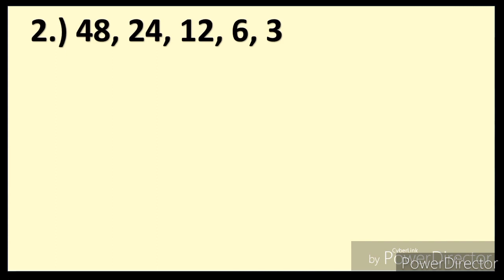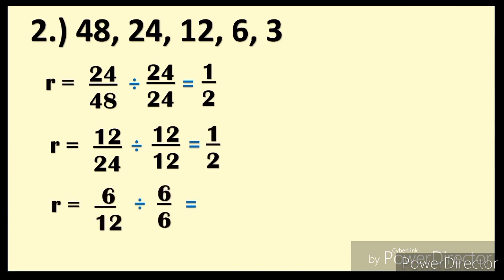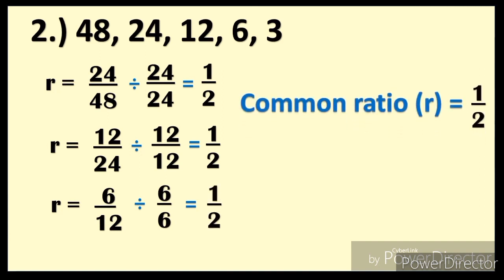Okay, now let's have number 2: 48, 24, 12, 6, 3. To find the ratio, we divide the second number by the first number. 24 divided by 48. We cannot divide evenly, so we simplify by dividing both numerator and denominator by 24. So it is equal to 1 over 2. Let's try another one: 12 over 24. Again, we simplify by dividing both numerator and denominator by 12. So the answer is 1 over 2. Then 6 over 12, divide both by 6, so we have 1/2. The same with 3 over 6, equals 1/2. So the common ratio is 1/2.